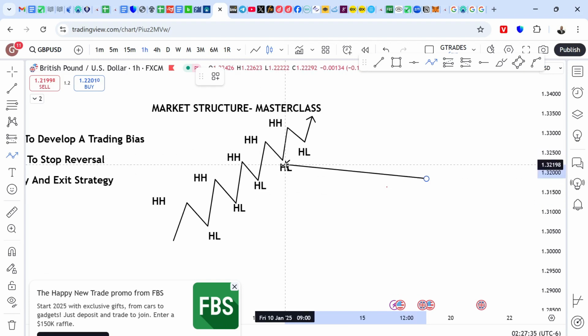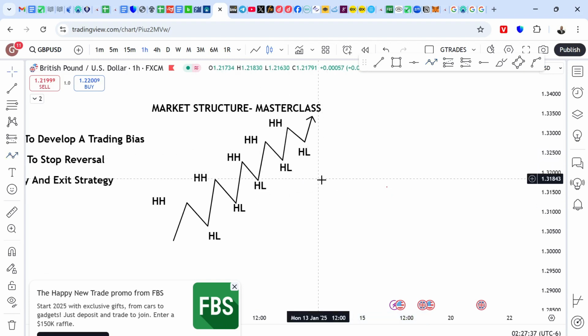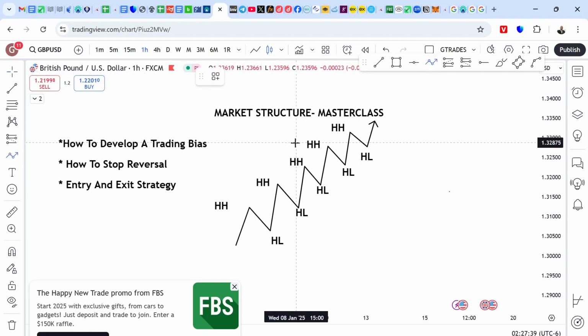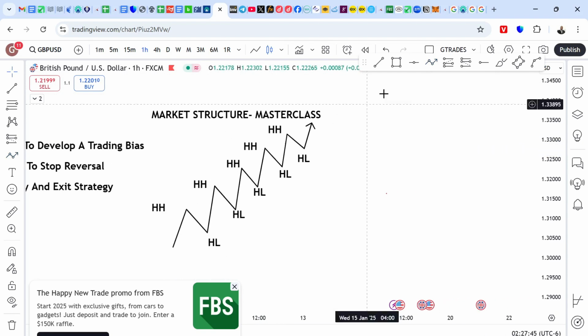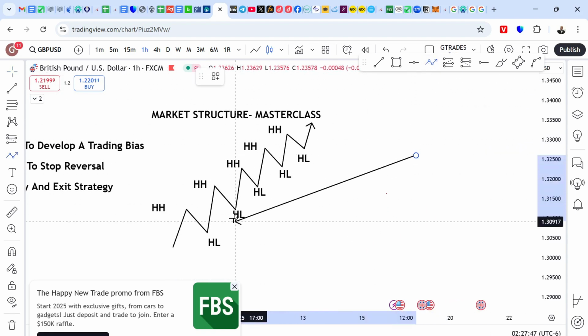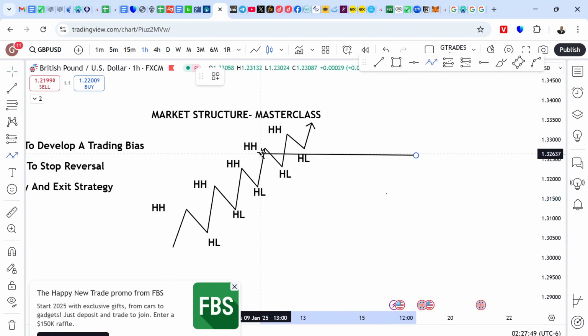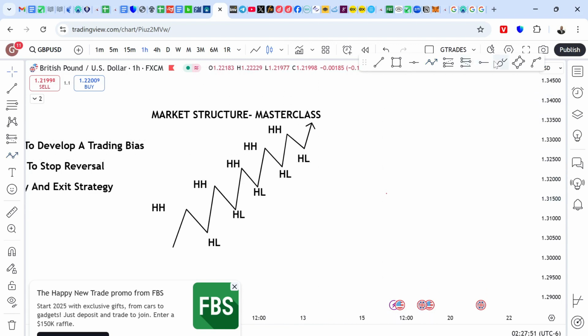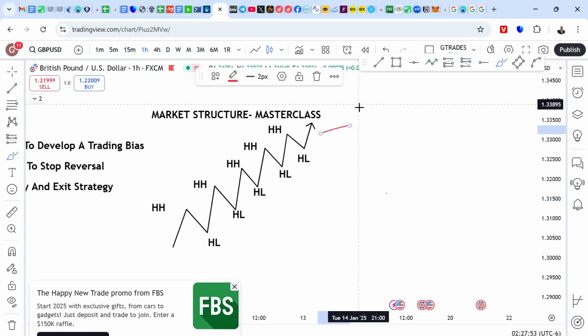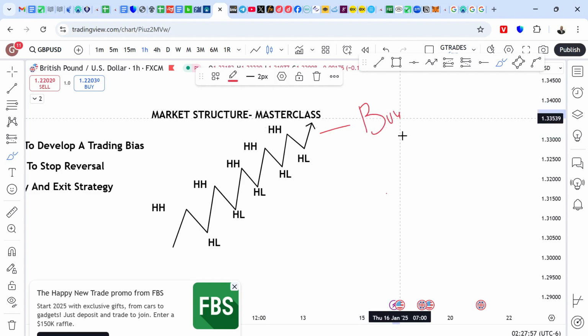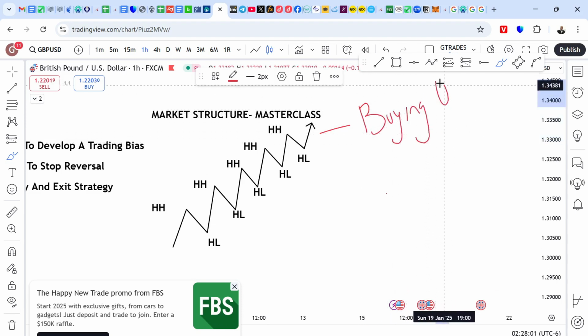Now, in an uptrend, what type of traders are you going to be having? Like I said, market structure will help you identify the type of trading bias. So once you come to your chart and you find that price has been giving us higher highs, higher lows, the only thing you want to be doing is looking for a buying opportunity.